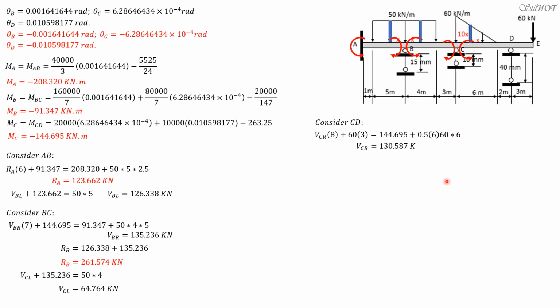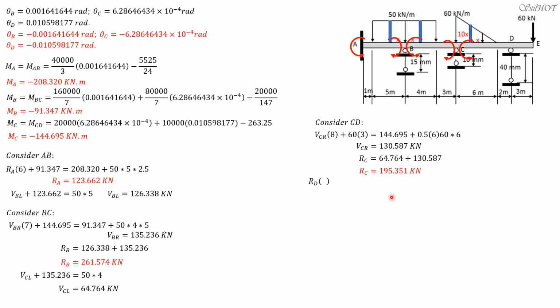So V_CR is 130.587 kilonewtons. So R sub C is V sub C left plus V sub CR. So 64.764 plus 130.587, R sub C therefore is 195.351 kilonewtons.